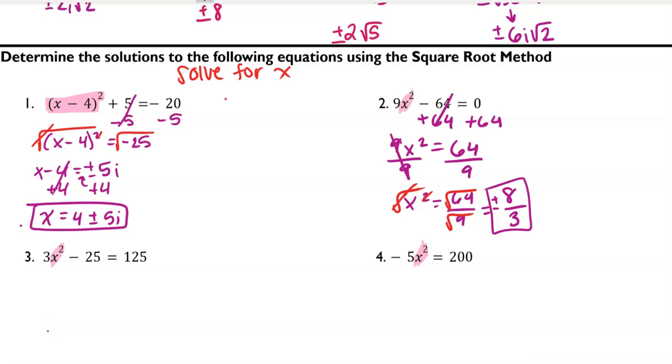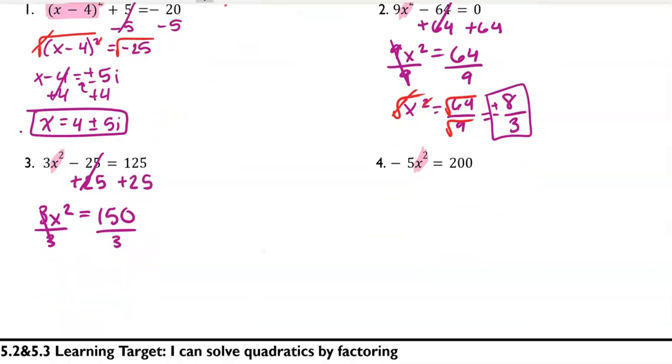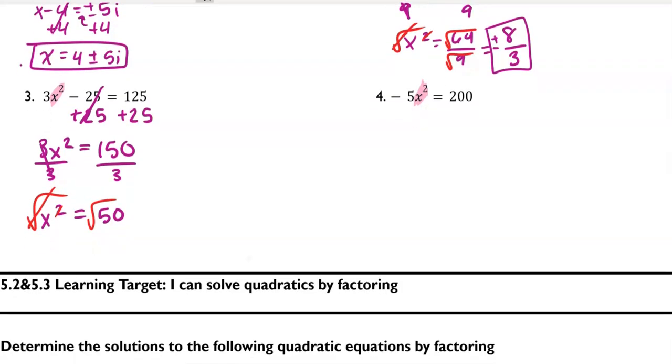All right, number 3. We have 3x squared minus 25. We start by adding the 25. And then we can divide by 3. Now 150 divided by 3 is 50. And then we can take the square root, leaving us with the square root of 50, which we need to simplify.